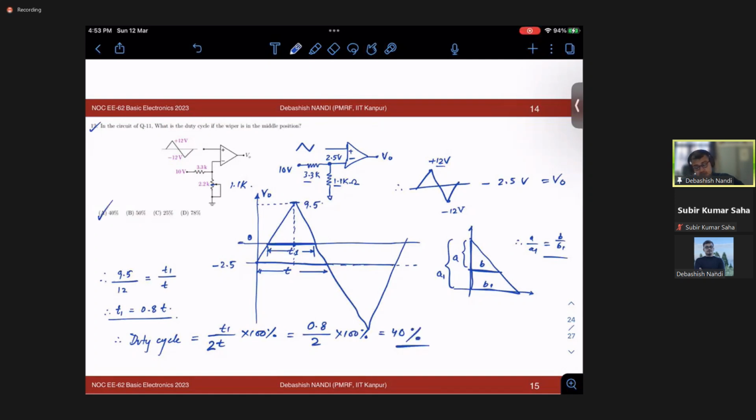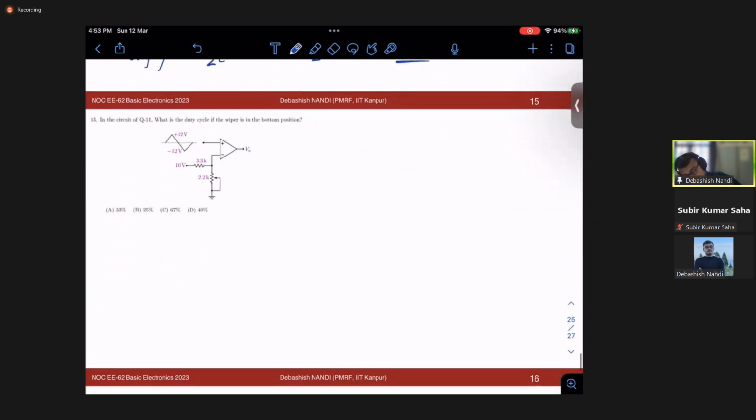Okay. So your duty cycle reduces as your wiper steps in the middle of the resistance. Similarly, in this problem, they have mentioned that the wiper is at the bottom position. That means I can assume there is no wiper. This is a simple circuit, right? The wiper has no action. That means the potential at this point is nothing but a simple voltage divider, 10 into 2 divided by 5, that is your 4 volt, right?